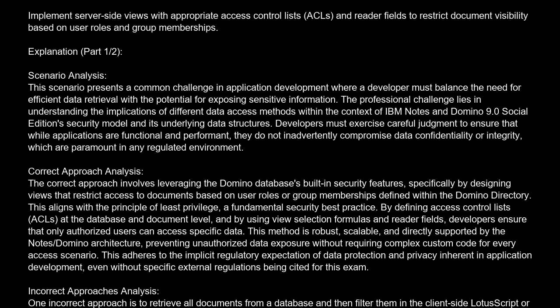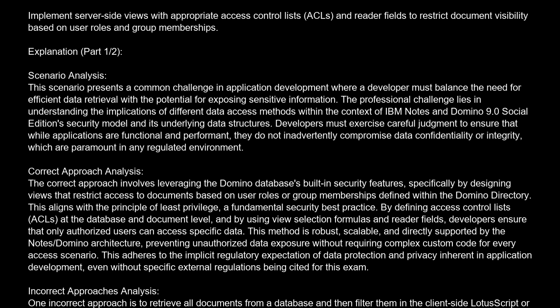This method is robust, scalable, and directly supported by the Notes/Domino architecture, preventing unauthorized data exposure without requiring complex custom code for every access scenario. This adheres to the implicit regulatory expectation of data protection and privacy inherent in application development, even without specific external regulations being cited for this exam.